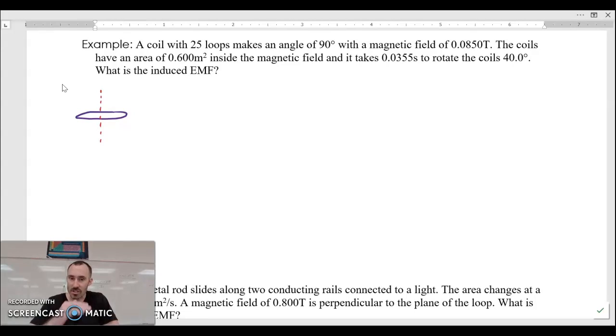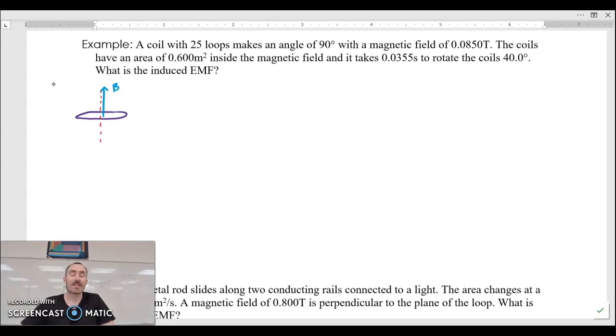Just to be clear, the loops themselves are making an angle of 90 degrees with the field. So that tells me that the field is making an angle of 0 degrees with the normal line. Does that make sense? The loops make an angle of 90 degrees with the field, so that looks like this. Here's our loop, field, that's 90 degrees. So that corresponds with our normal line. So here is our original position of the field, like this. Okay, that's our original field.